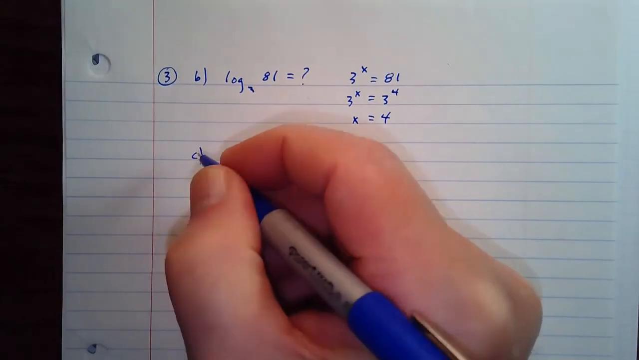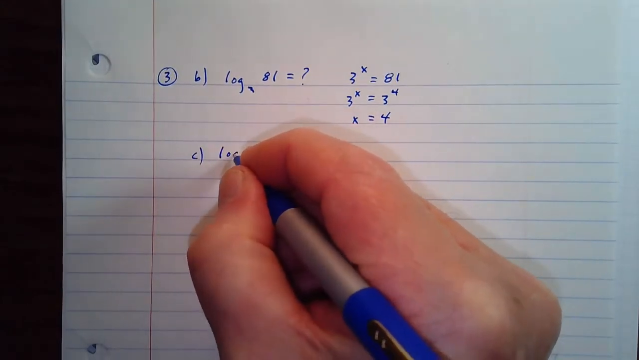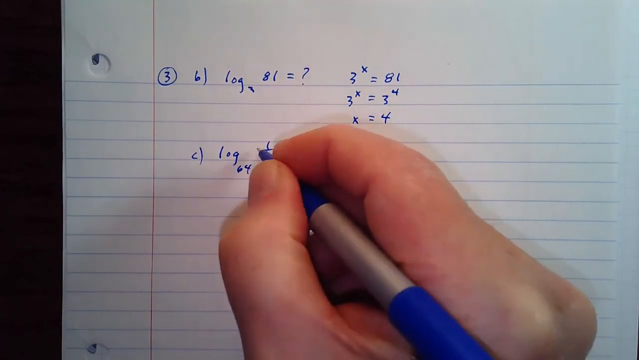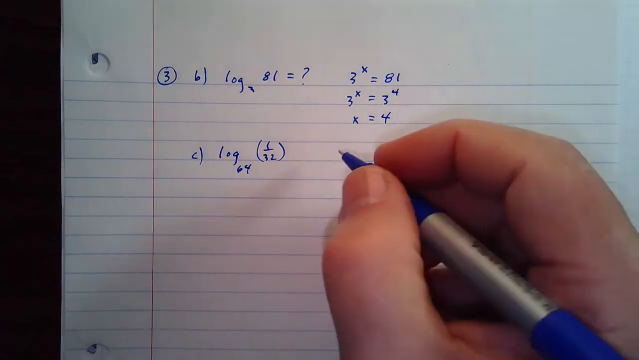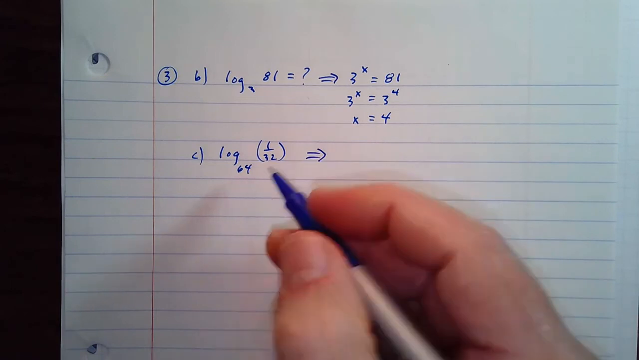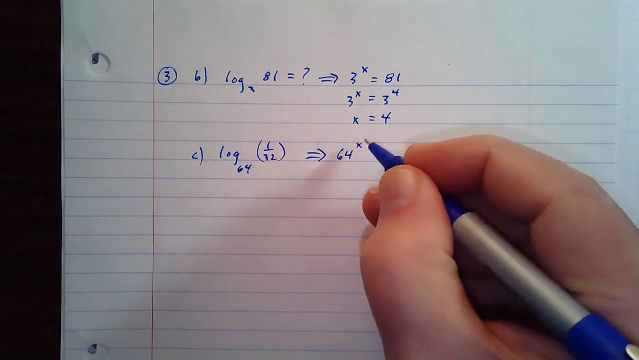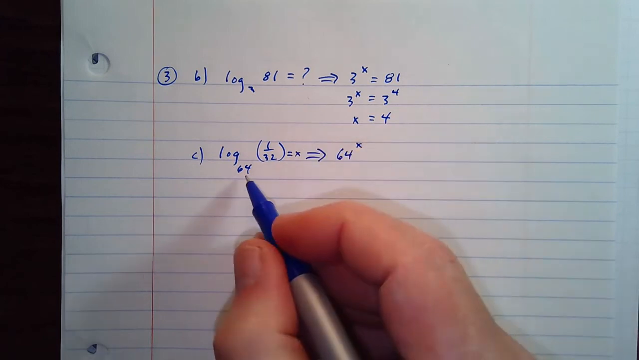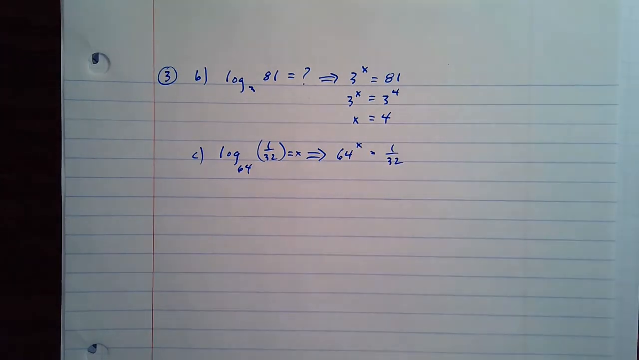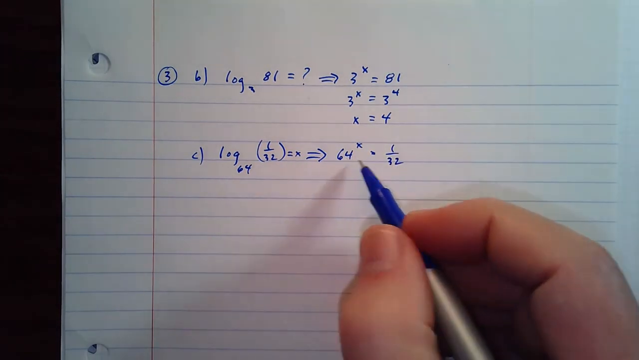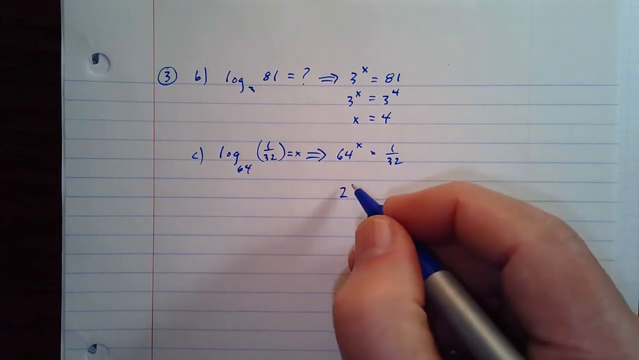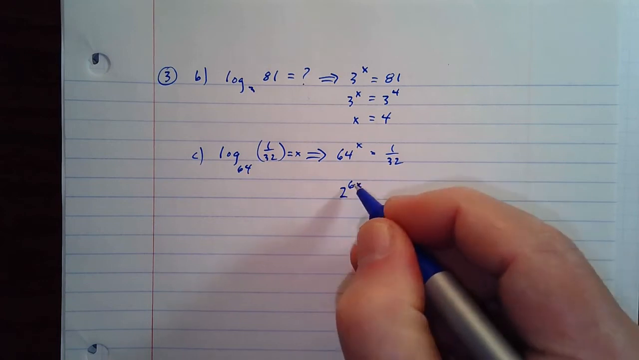And then the last one of these, try this one. Log base 64 of 1/32. So using that definition of logarithm, 64 to the x equals that 1/32. 64 and 32, they're all made of 2's, so I could change this into 2 to the 6x. 2 to the 6th is 64.